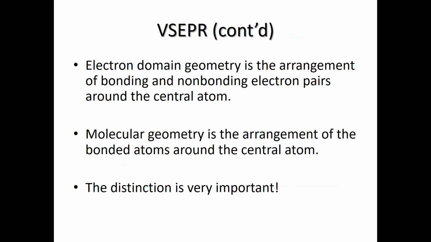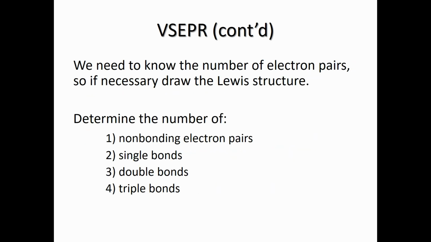Okay, let's see. Actually, do we have it here? You have it there. Okay, so we need to know the number of electron pairs, assuming you know how to draw the Lewis structures, to explain valence shell electron pair theory. So determine the number of non-bonding electron pairs, single bonds, double bonds, triple bonds. So in fact, I'm gonna call these electron domains.